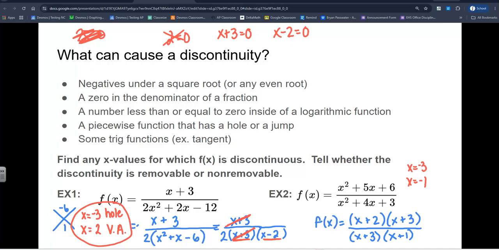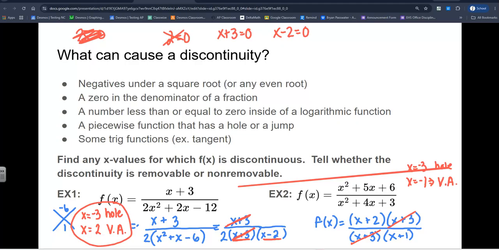Let's see. Matthew, at x equals -3, do I have a hole or a vertical asymptote? That one's a hole because x plus 3 and x plus 3 will cancel out. And then Michael, at -1, vertical asymptote, because we have a value that does not cancel out.